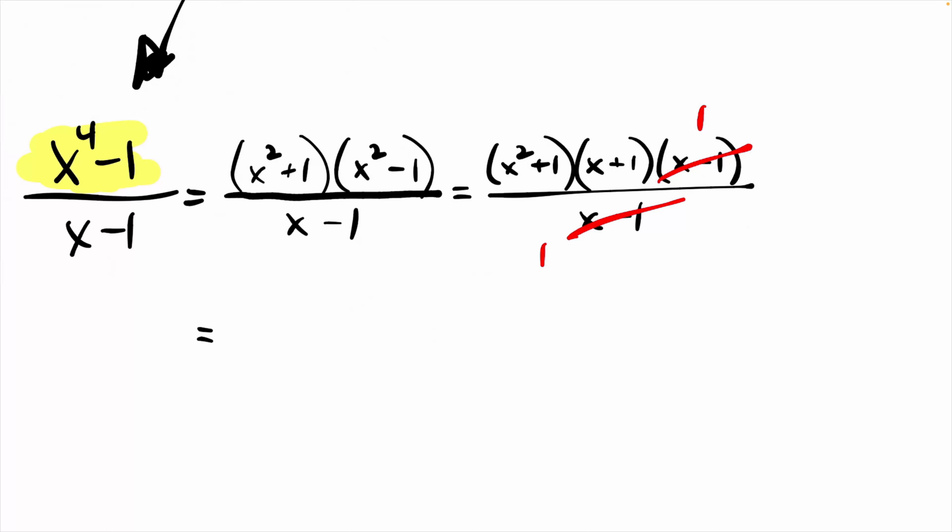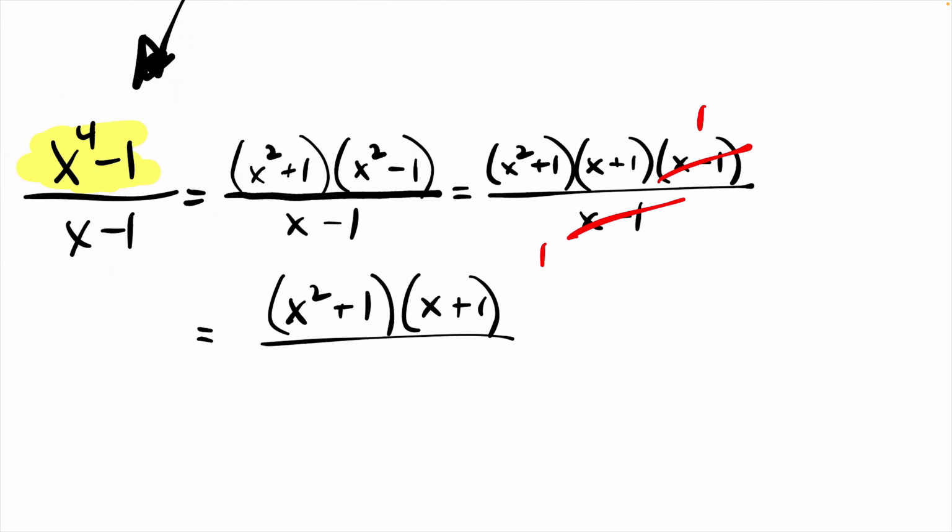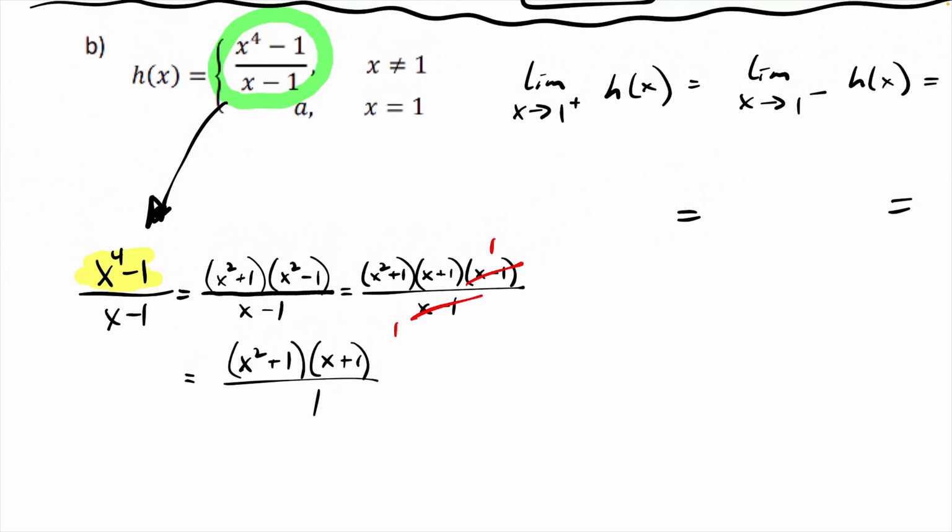Right? So now this becomes x squared plus 1 times x plus 1, over 1. So now let's try to find the limit. The limit as x approaches 1 for this guy, what do you get? You actually get an answer now. What do we get? 2 times 3? 6. We get 6.